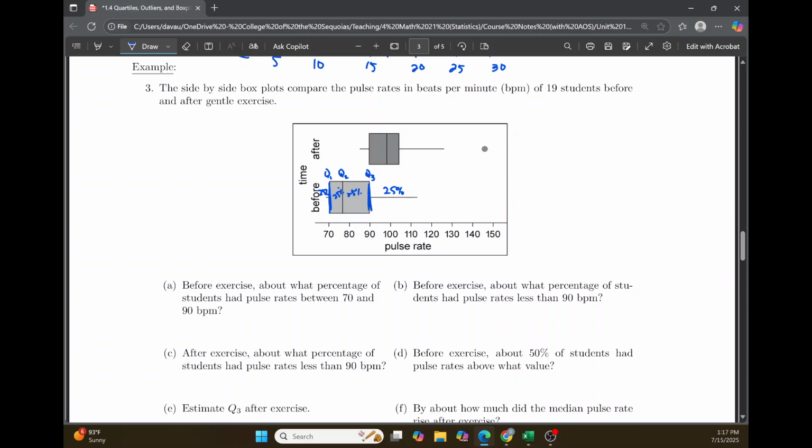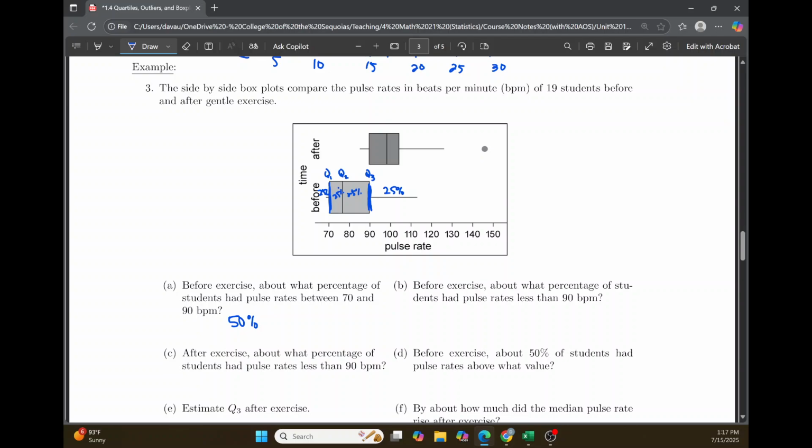Okay, so if we're looking for what percentage of students had a pulse rate between 70 and 90, that's between Q1 and Q3, well, it would be 25% plus 25%, right? 50%. 50% of them. Okay. I'll let you pause the video and give the rest of this a try.